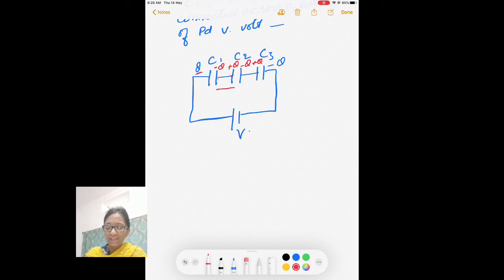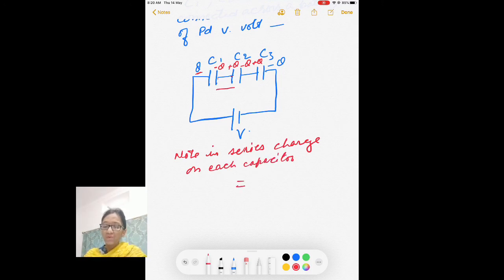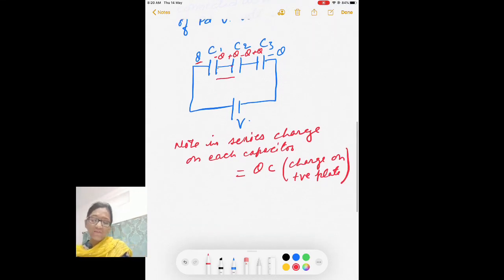So in series, the charge on each capacitor is equal to Q coulomb, charge on the positive plate. Okay, so the charge we have obtained.